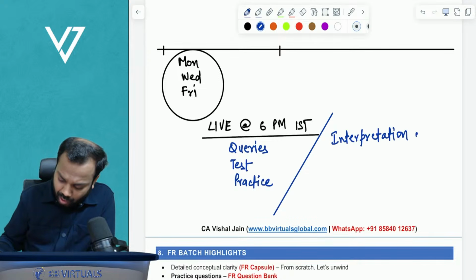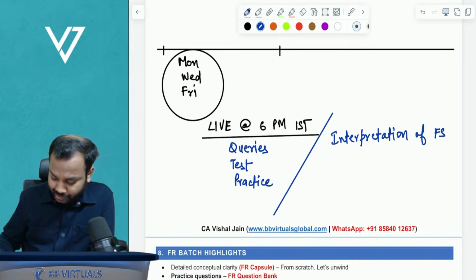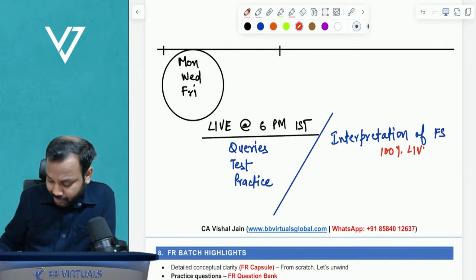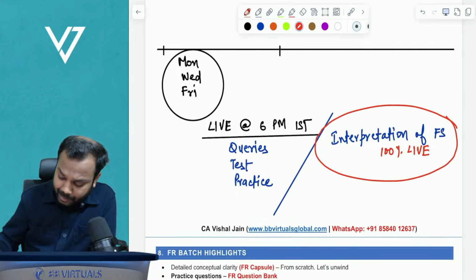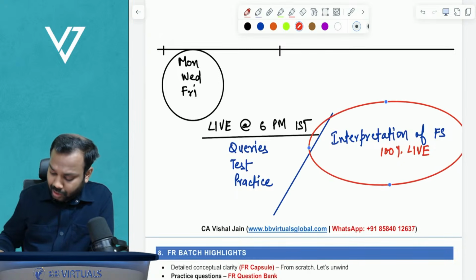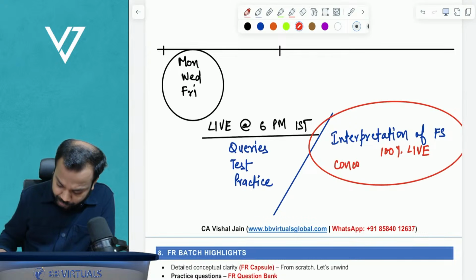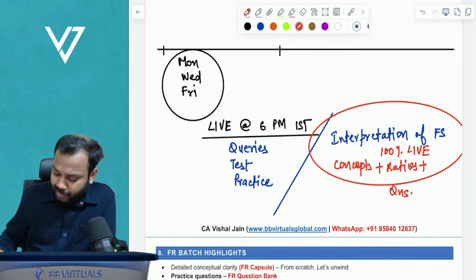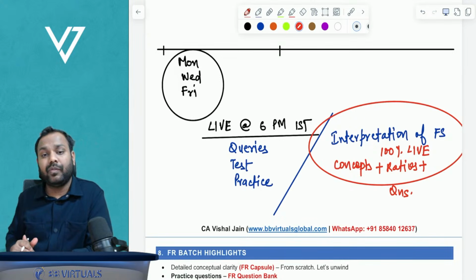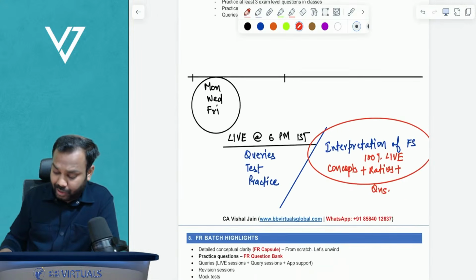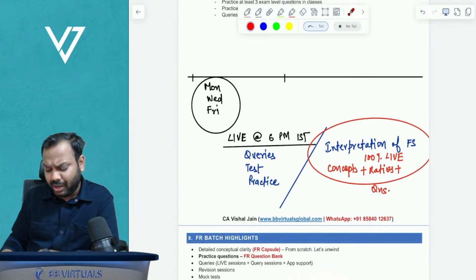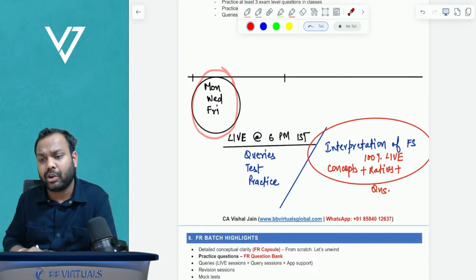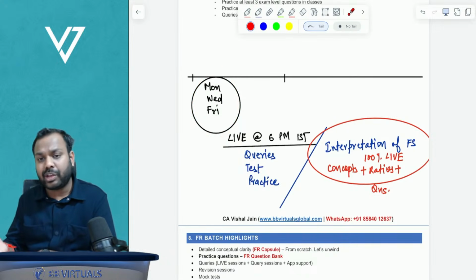Interpretation of financial statements. This chapter will be conducted 100% live. The concepts, the ratios, the questions, everything will be fully live. Again, in this schedule itself, Monday, Wednesday, Friday, accordingly, I'll communicate when and which chapter according to the planner.